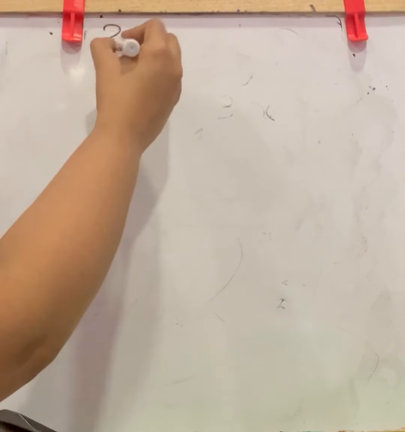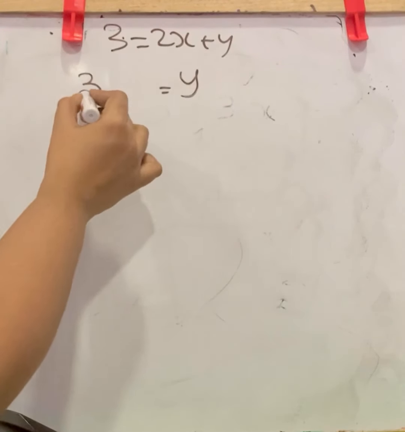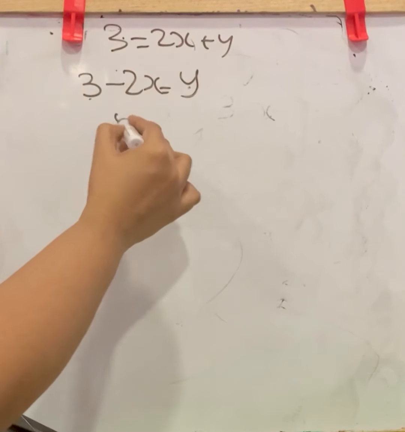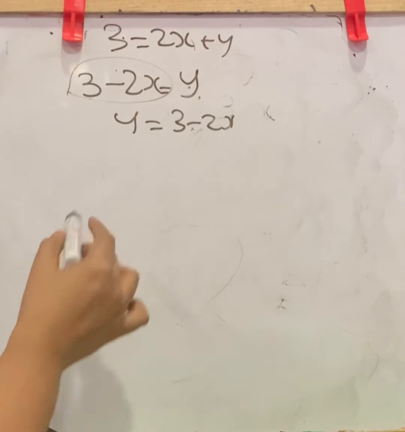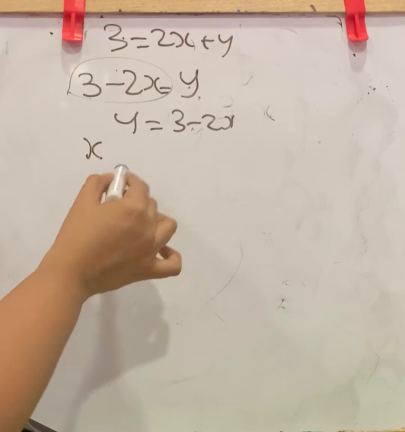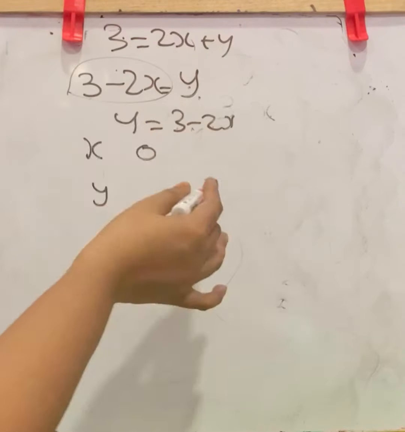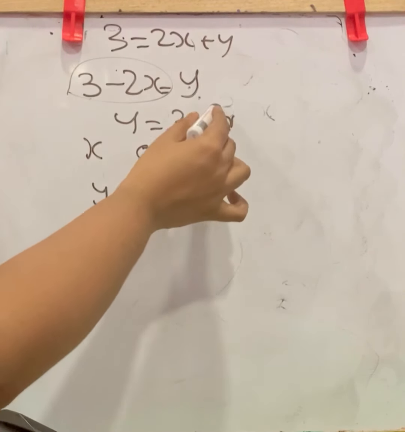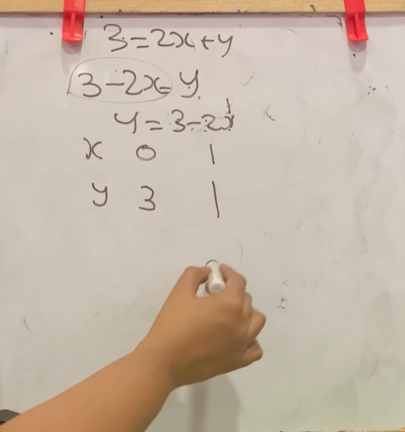Next one. 3 equal to 2x plus y. We want to write it in the form y equal to. Here already we have 3, take this 2x to this side, minus 2x, that is y equal to 3 minus 2x. Now we can give values for x. If x is 0, y becomes 3 minus 2 into 0, that is 3. Now if x is 1, 2 ones are 2, 3 minus 2 is 1. So these are the solutions. We can plot it.